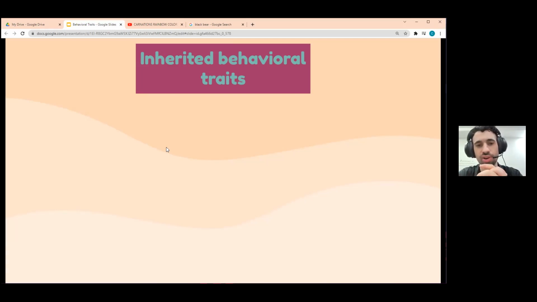Inherited behavioral traits are things that animals or plants just know to do. Like spitting out something that is sour is an inherited behavioral trait. No one teaches you to spit it out. When you taste something you don't like, your reaction is just to spit it out. No one ever had to teach you how to spit out food. You've been spitting out food for a while.